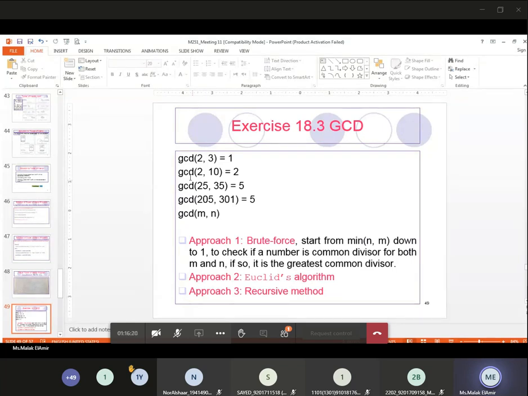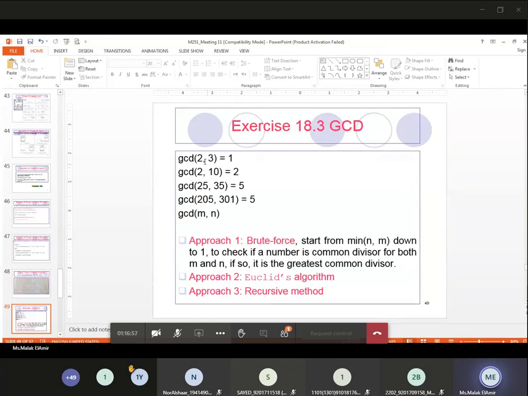It will be 5. The common divisor of m and n, we can find it by starting to check one by one for all the divisors I have. This means I need a big computer, a supercomputer, to use the brute force way. That means I'm trying to check all possible divisors. Okay? And the second technique is using the Euclid algorithm, and the third technique is using a recursive method or algorithm.